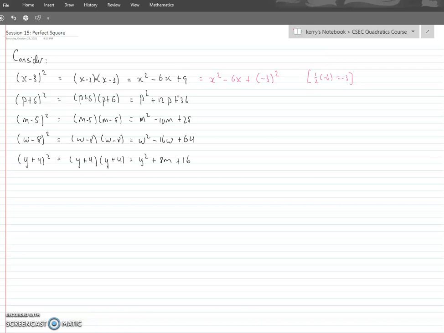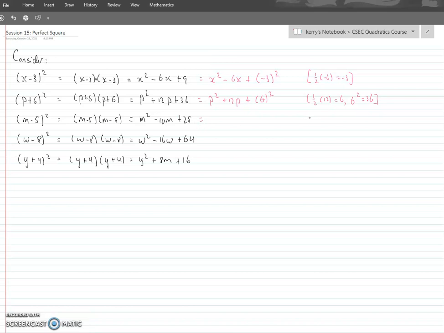Now let's see if it's the same thing for this one here. This was p squared plus 12p plus, and a half of 12 is 6, and 6 squared is 36. So that's this number over here. So this will give us 6 squared. We're just rewriting it to see if we see something common here.